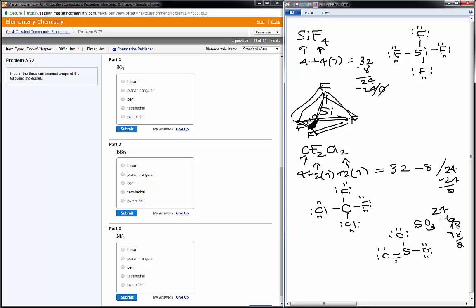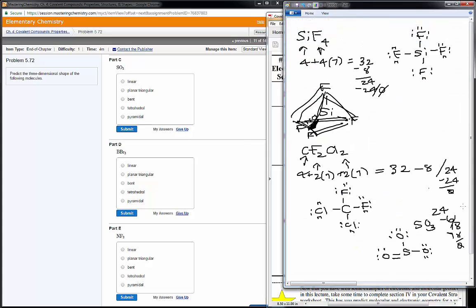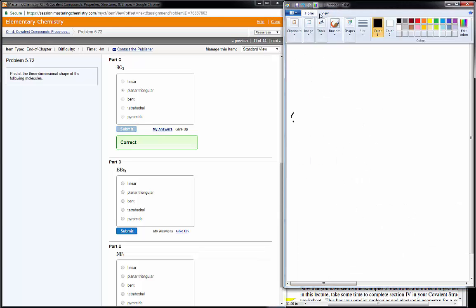So in the end, sulfur has 3 electron sets because the double bond counts as just 1 electron set, and no lone pairs. So 3 electron sets with no lone pairs is trigonal planar. So it actually looks like this. So again, even though I've drawn it as if it was this kind of a T shape, the shape of this molecule actually looks something more like this, where each of these oxygen atoms is pointing towards the corners of an equilateral triangle. They call this planar triangular. I call it trigonal planar. Same thing.